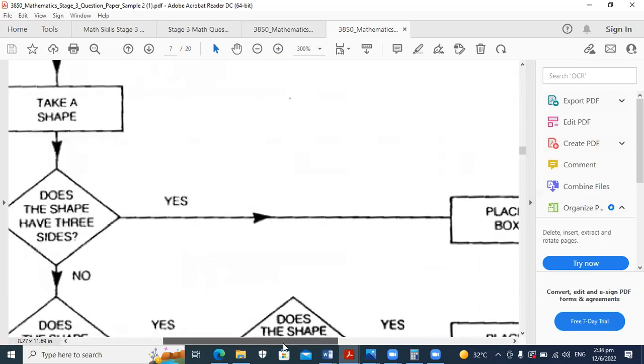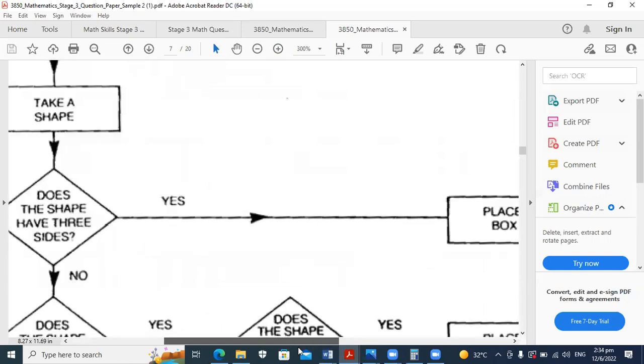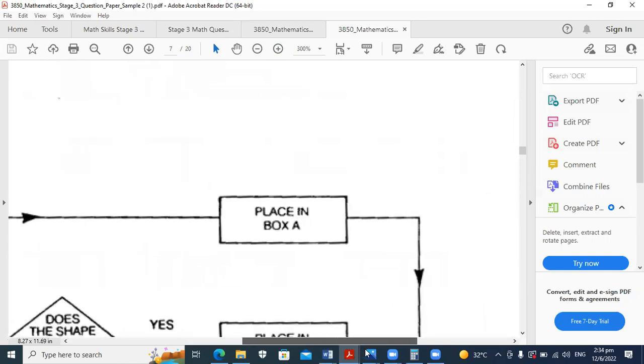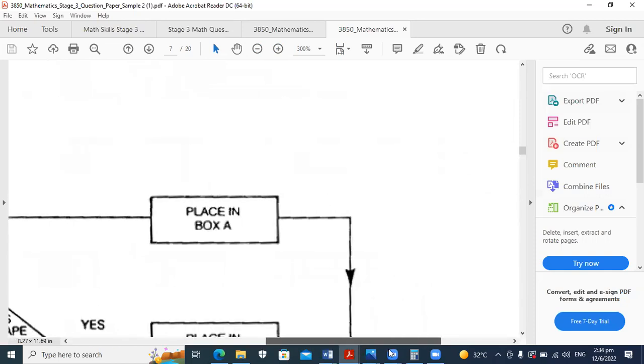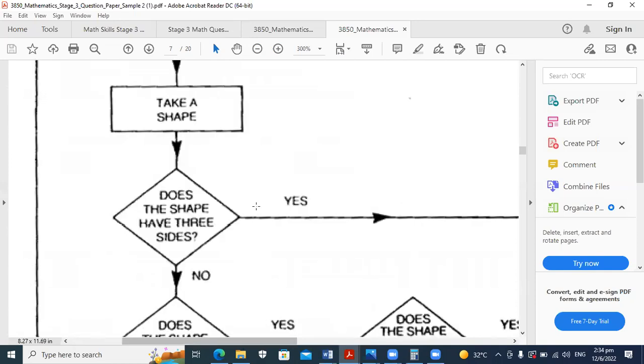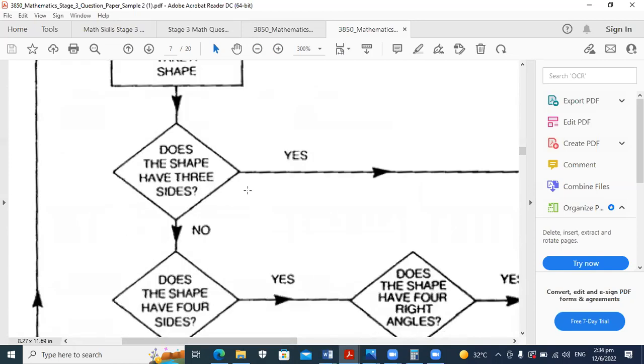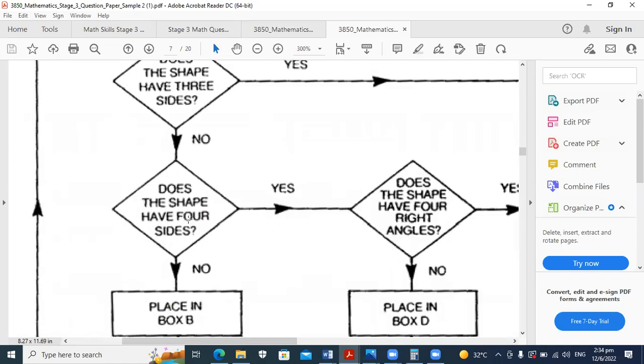If the shape you take has 3 sides, we're gonna go to the right, we put it in box A. So it can't be box A because box A has what? Triangle, not true? Yes, sir. All right, we go down now. Does the shape have 3 sides? No. Go down here, ask our next question. Does the shape have 4 sides? No. Yeah, but it's a circle.